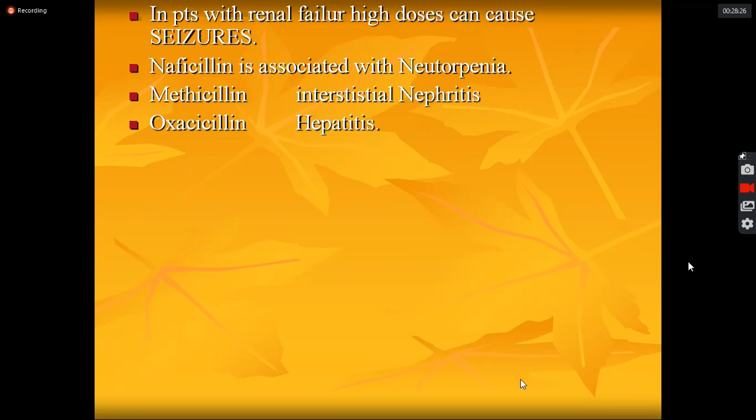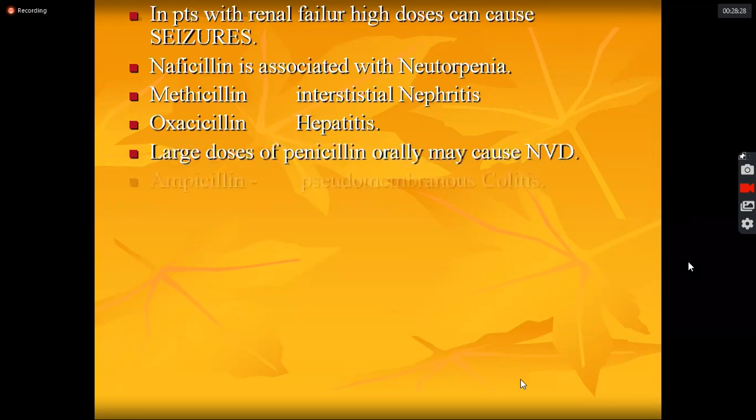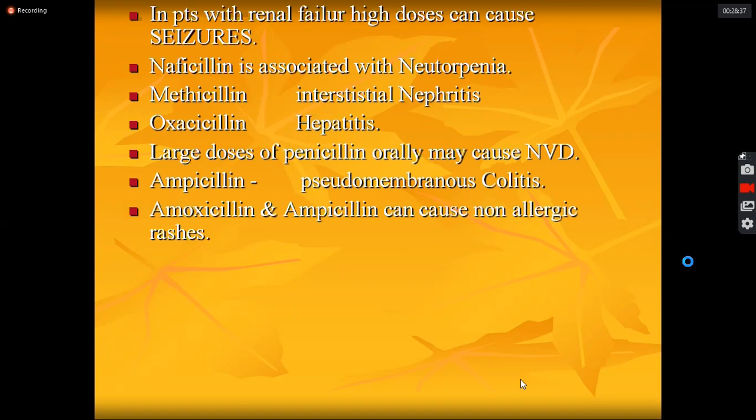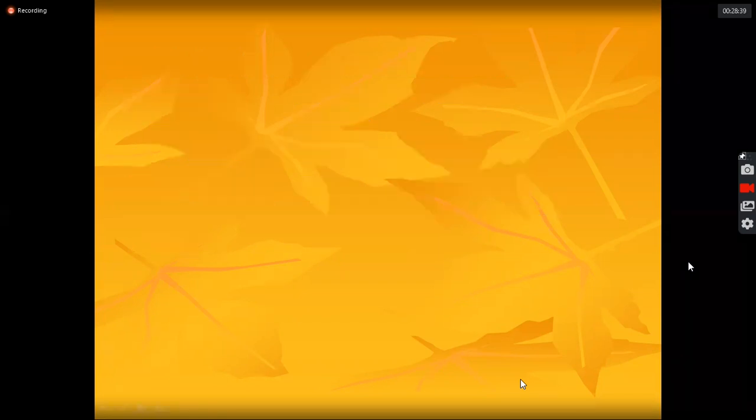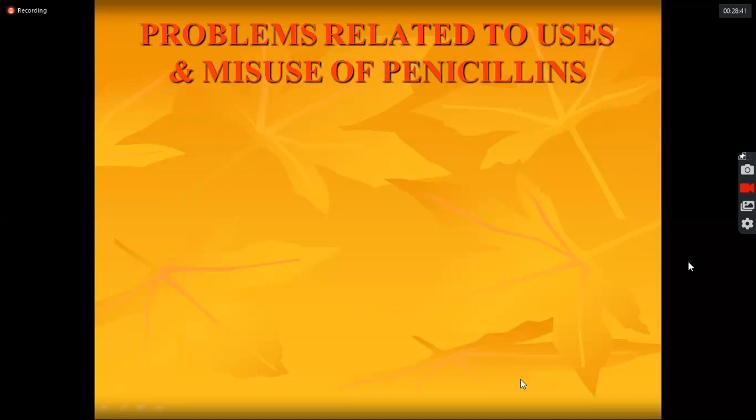Oxacillin causes hepatitis. Large doses of penicillin usually cause nausea, vomiting, diarrhea. Ampicillin causes pseudomembranous colitis. Amoxicillin and ampicillin can cause non-allergic rashes. Now, there is something very important: problems which are related to uses and misuses of penicillin.